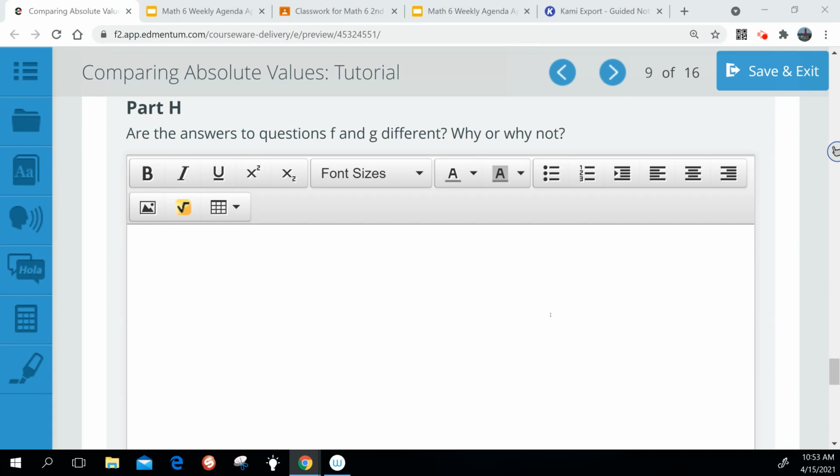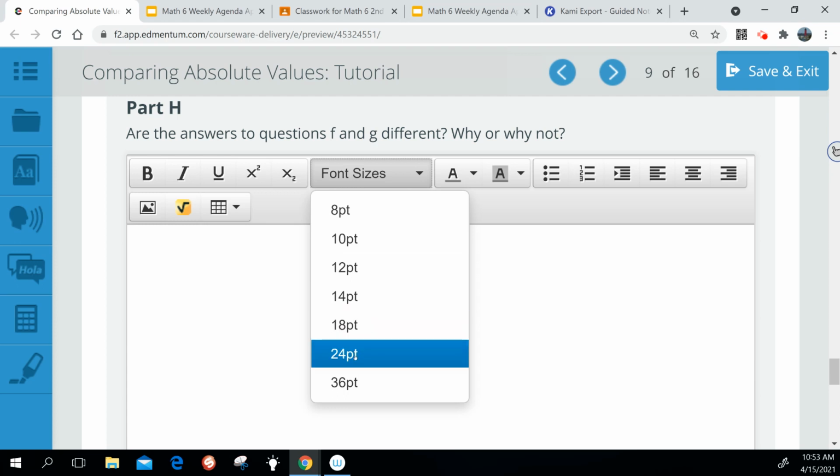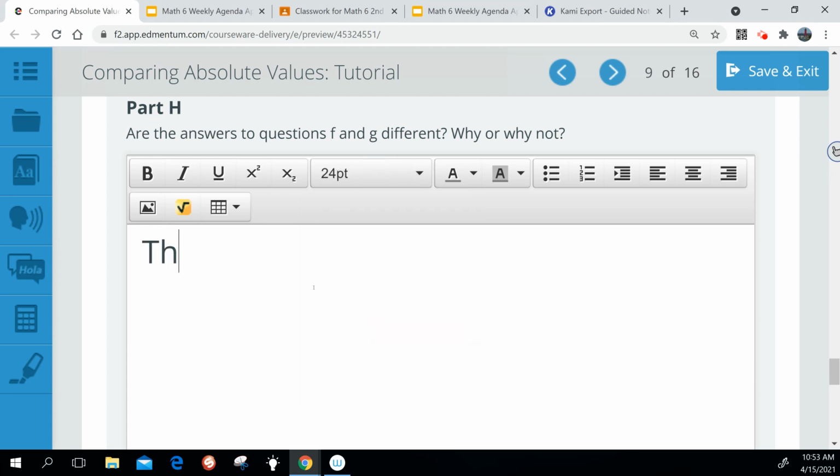So part H is asking, are the answers to questions F and G different? Why or why not? So look at the answer to F, look at the answer to G, and tell me if they're different or the same with your hand up. Are they different or are they the same? Mylena? They are the same. Why? Why are they the same? Aryeh? Because they both increased. Okay, they did, but why? Kiani?